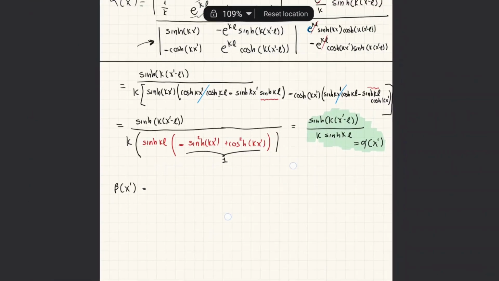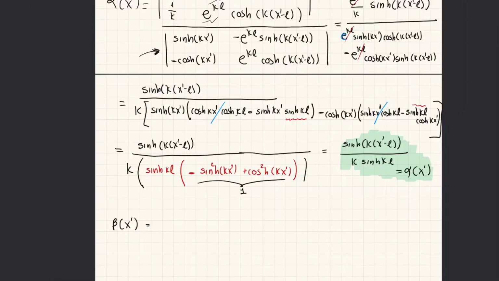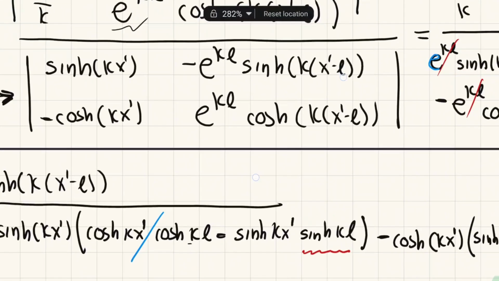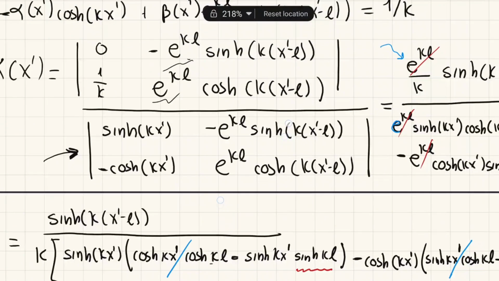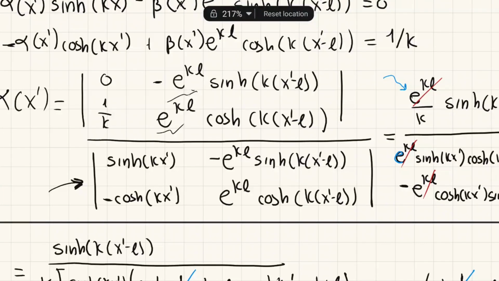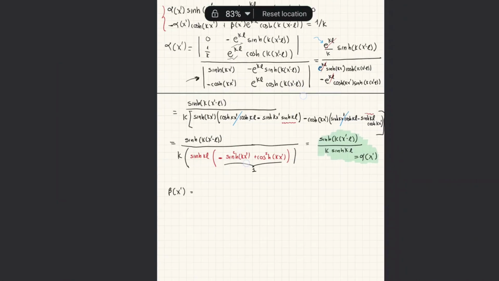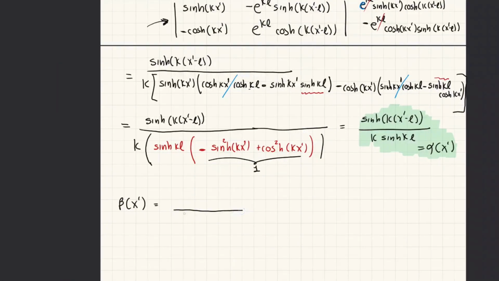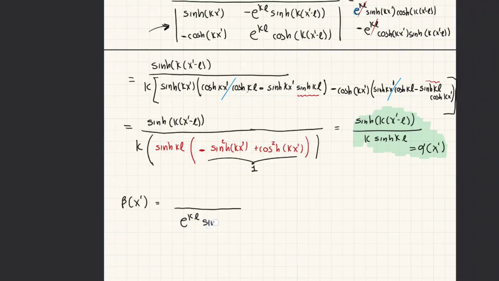So this is going to be, at the denominator, the same as we had before, right? Recall that in the first part of alpha, we canceled a common factor e to the kl because here we have an e to the kl on the numerator. But you will see that that will not happen for beta. So we will have here e to the kl and then sine of kl.